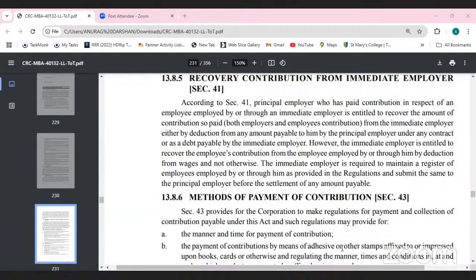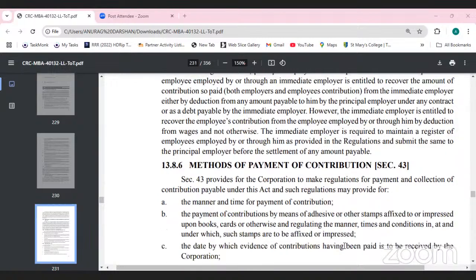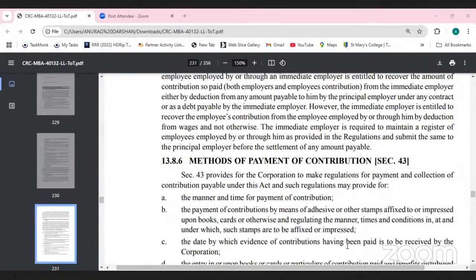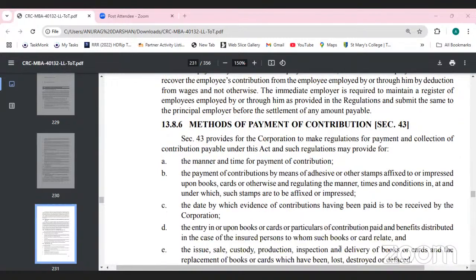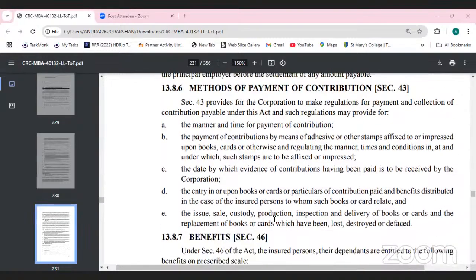Now, the method of payment of the contribution: the manner and the time of the payment of the contribution, the payment of the contributions by means of adhesive or other stamps affixed or impressed upon books, cards, or otherwise. The date by which the evidence of contributions paid is to be received by the corporation. The entry in or upon the books or cards with the particulars of contribution paid and also the benefits distributed in the case of the insured person to whom such books or cards relate. The issue or sale or custody or production, inspection, delivery of books or cards, and the replacement of the cards.